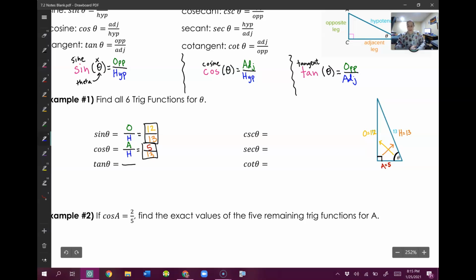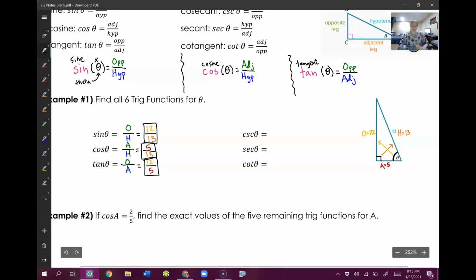And then finally, tangent is TOA. So O on top, A on bottom. For this triangle, our opposite side right there is 12, and our adjacent side is 5. So that's our tangent, 12/5. And there we go. Now, you'll see these over here.